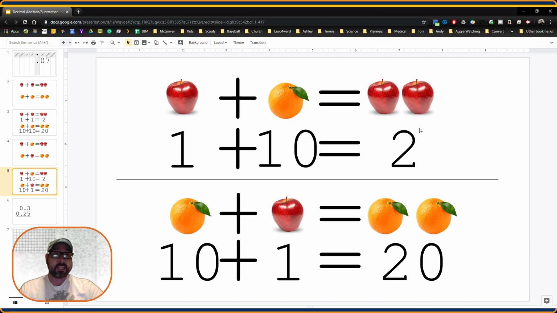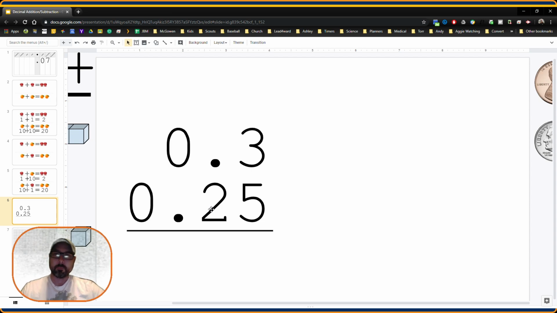1 plus 10 is not equal to 20, and 10 plus 1 is not equal to 20. It just doesn't make sense. We got to make sure when we're adding or subtracting, we are adding and subtracting the same things. This is not the same. Apples and oranges are not the same. So let's take a look at that in the frame of an actual math problem.